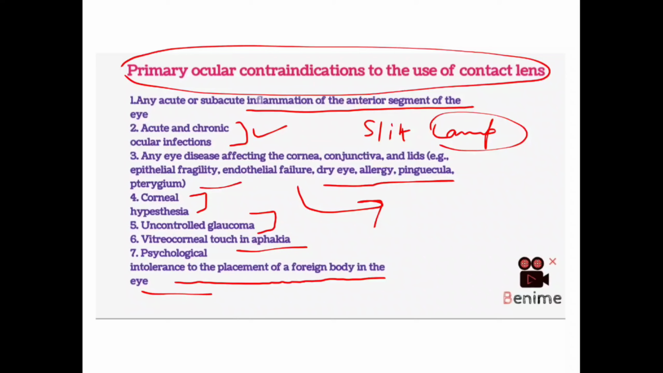So first, if the patient is not motivated for the contact lens, you should not give it, because if the patient is not motivated, maybe he or she will not follow the care and maintenance of the contact lens, which in the end will lead to infection through the contact lens or other problems. So these are some indications and contraindications of the contact lens which you have to take care of.